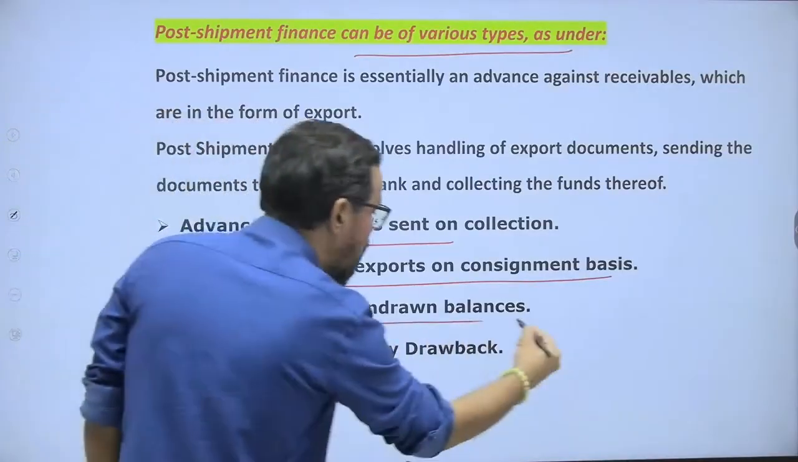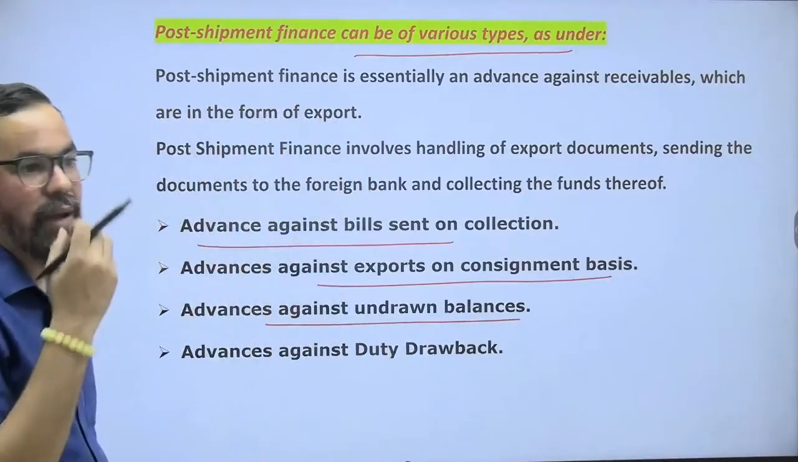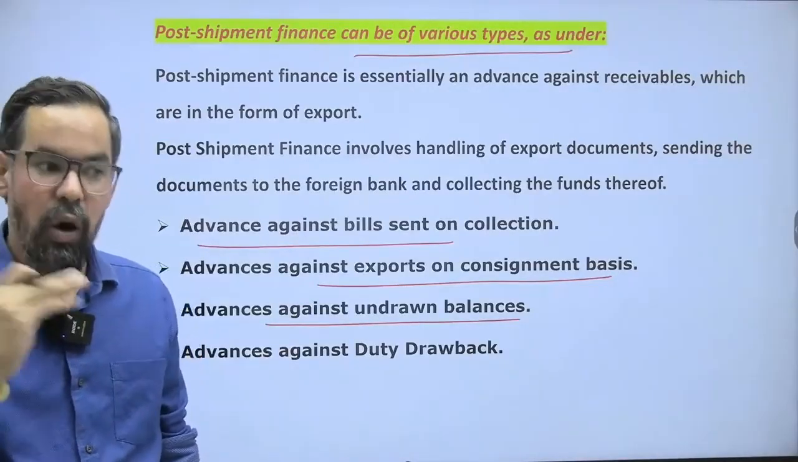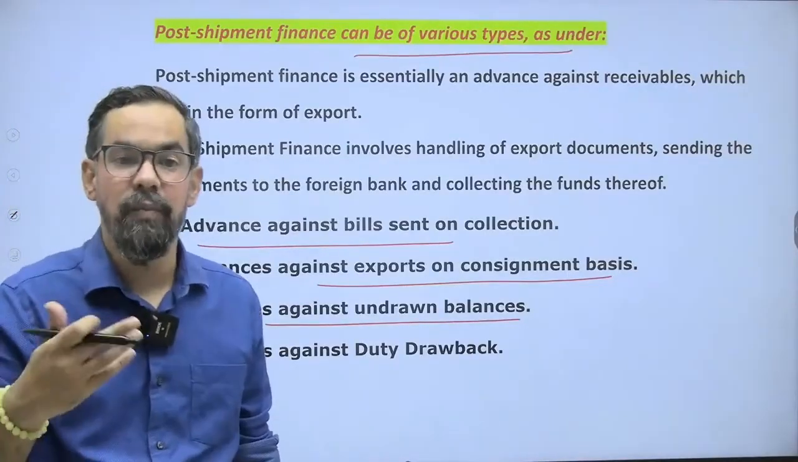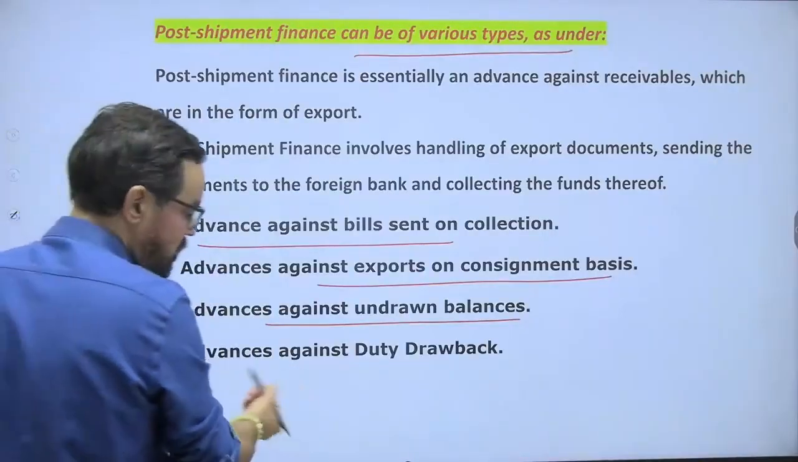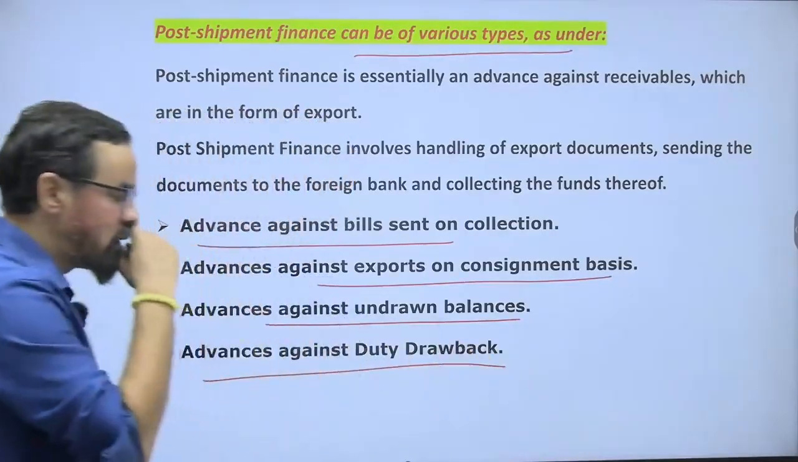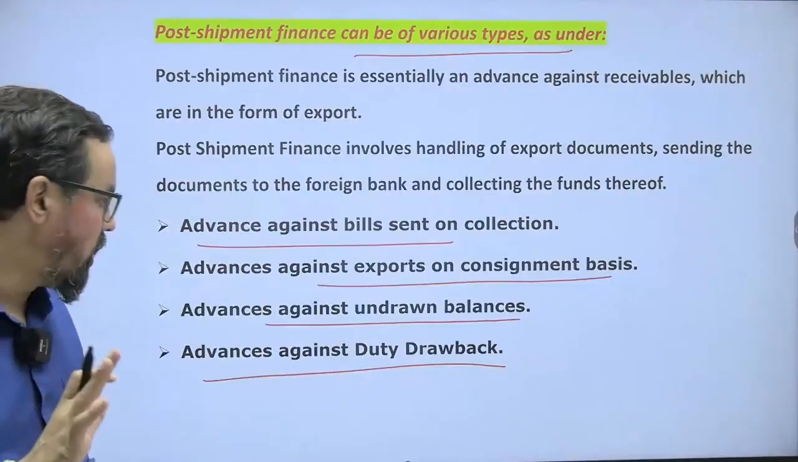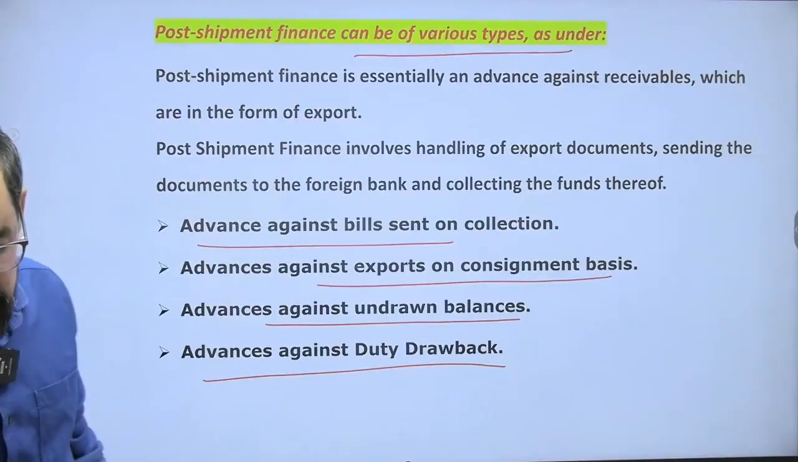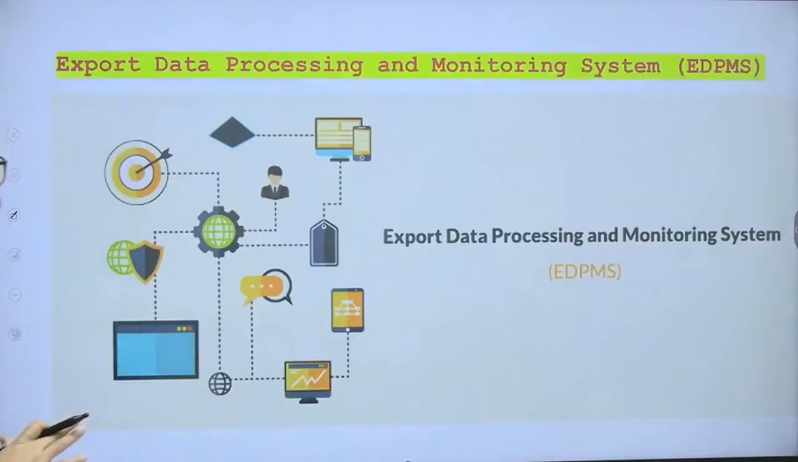Advances against undrawn balances. Undrawn balances are, let's say, remaining amounts after we have received some prepayments, or even something around government refundable taxes. It is mentioned here. Then drawdown against duty drawbacks, duty drawbacks provided by the government itself. They generally come under this particular one.